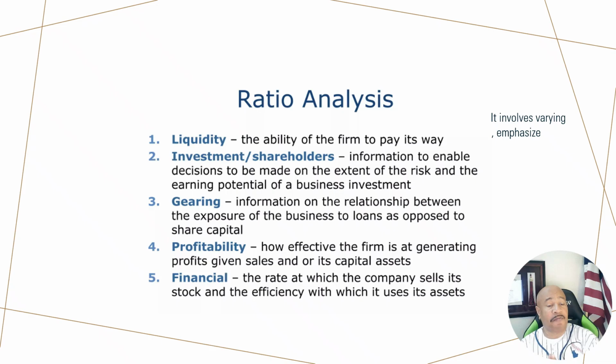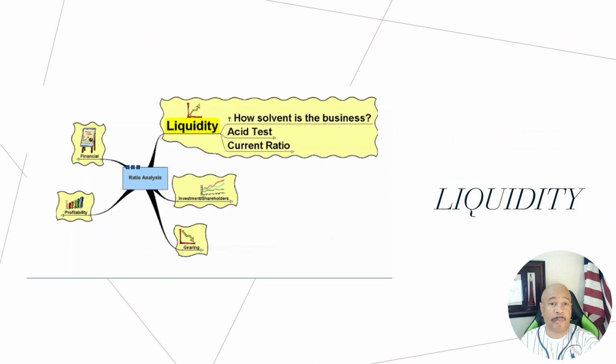And then finally, financial, the rate at which the company sells its stocks and the efficiency with which it uses its assets. Ratio analysis. So liquidity, you can see basically how solvent is the business. An asset test can be utilized to determine that. Also, look at the current ratio. That's one way that liquidity is determined. And we just covered the other four areas here.